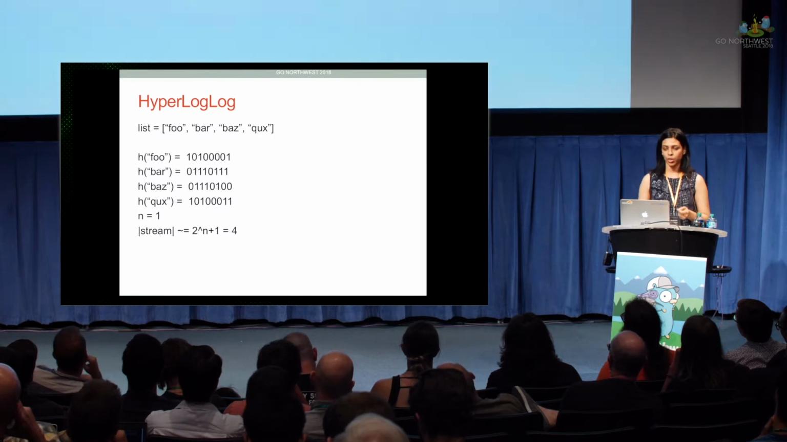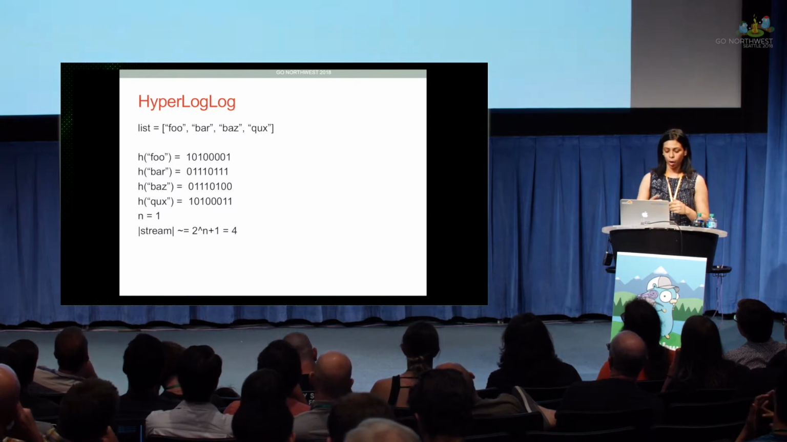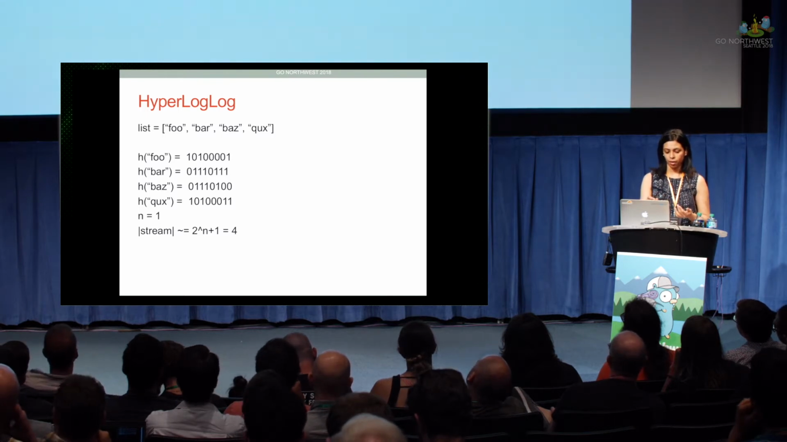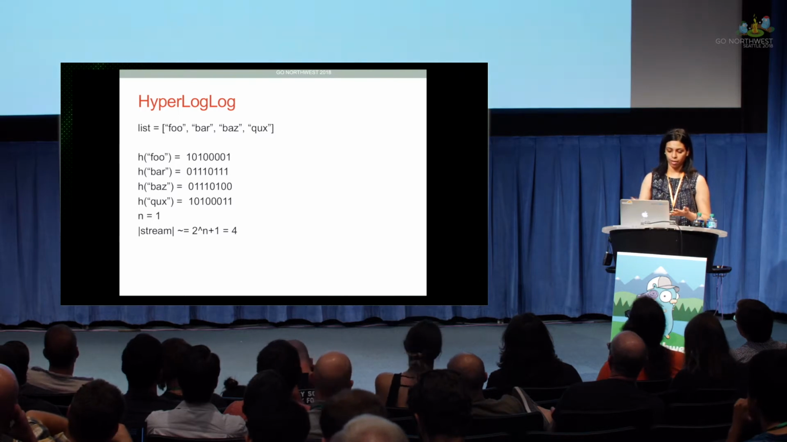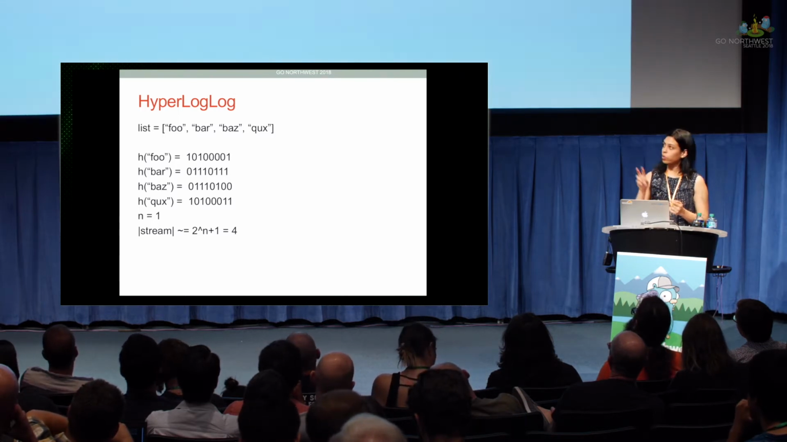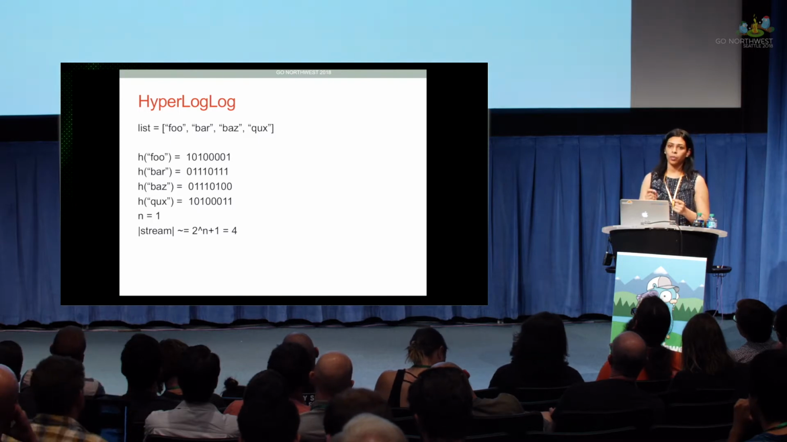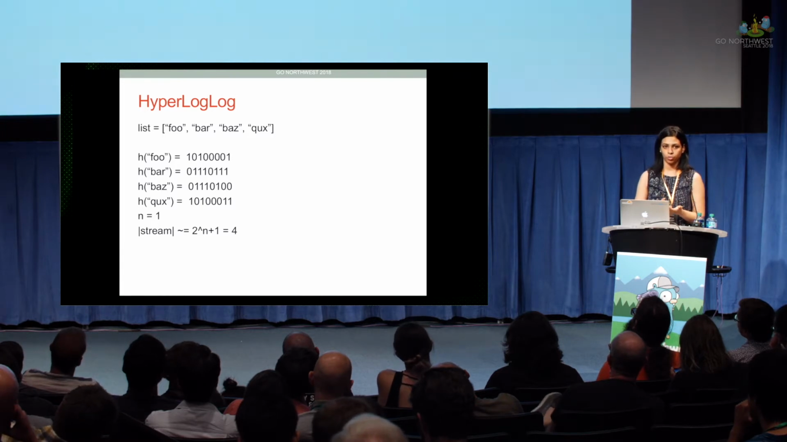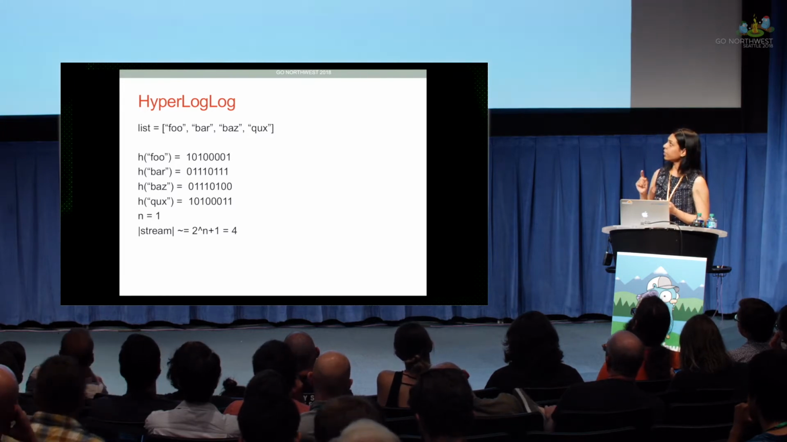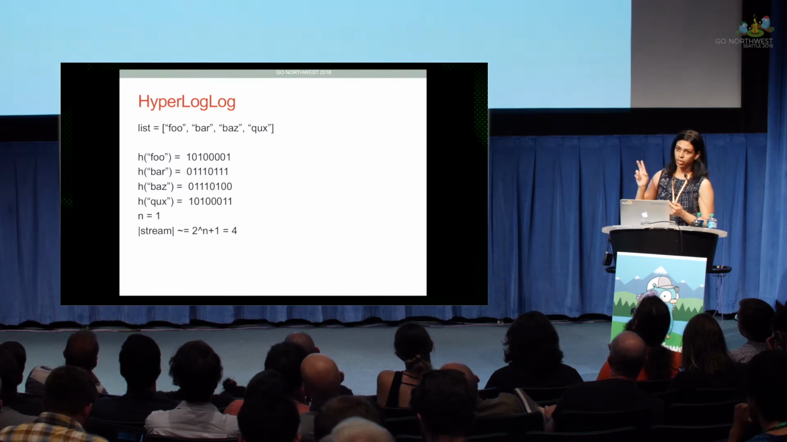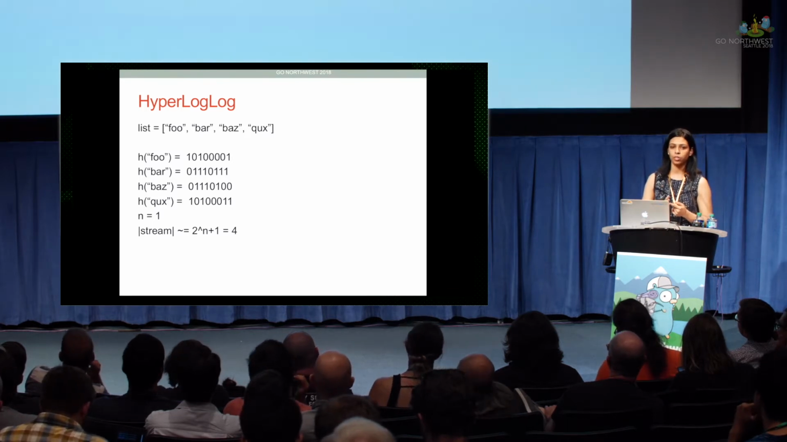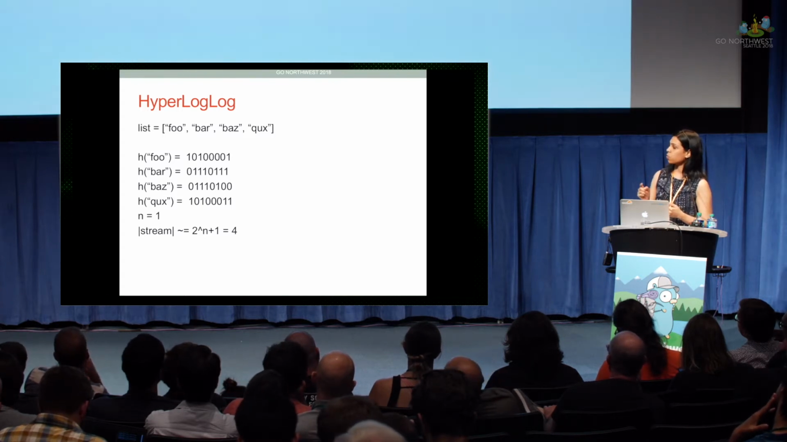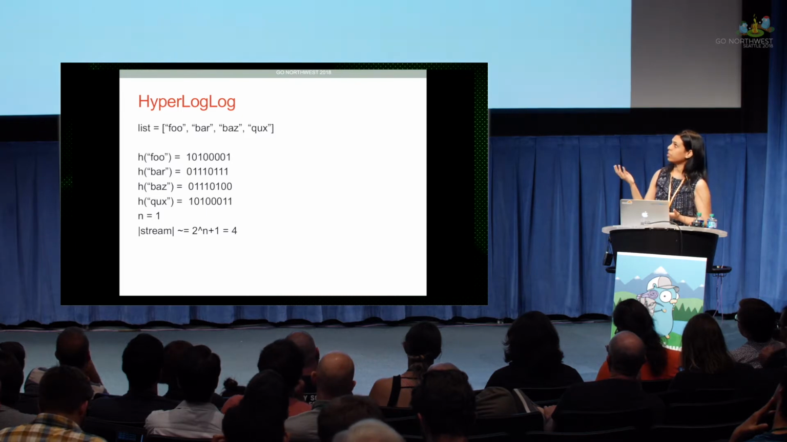So let's say we have a list with 4 strings. What HyperLogLog does is compute a hash for each input string. So let's say we have 4 elements, foo, bar, and so on, and the corresponding hash values. And we have to find the maximum number of leading zeros before you encounter the first one in all these inputs. Here, strings 2 and 3 have one leading zero before they encounter a first one. So the formula to compute the cardinality is 2 power (n plus 1), which is 4. And we have 4 distinct elements in our stream.